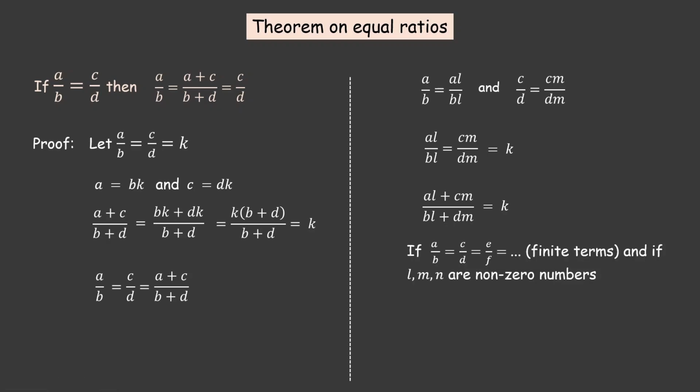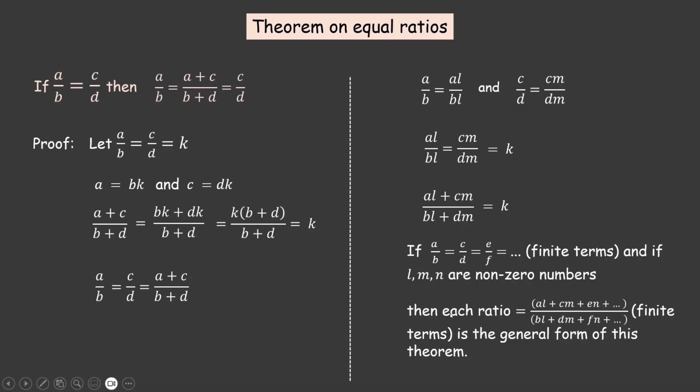So if we have such finite ratios, A by B, C by D, E by F, which are all equal, and if we have some L, M, N, which are non-zero numbers, then each ratio, AL plus CM plus EN and so on, divided by BL plus DM plus FN and so on, is the general form of this theorem. So, if we have multiple equal ratios and such non-zero numbers, then multiplying the respective numerator and denominator with these said numbers and adding them and then taking their ratio would also give us the original ratio.